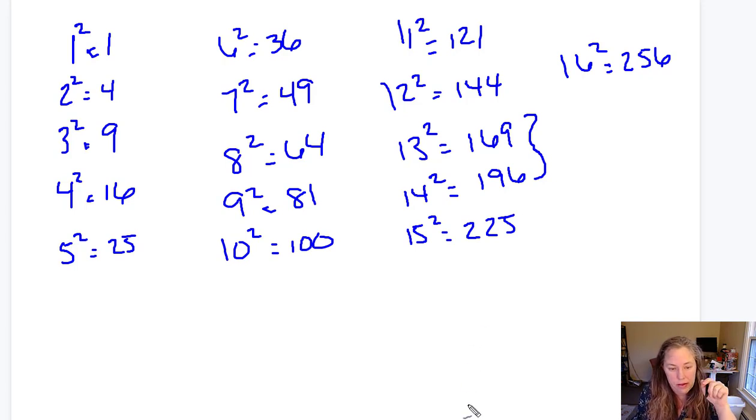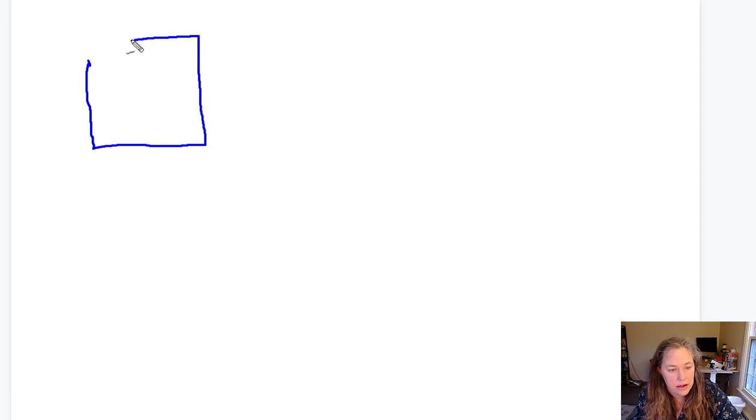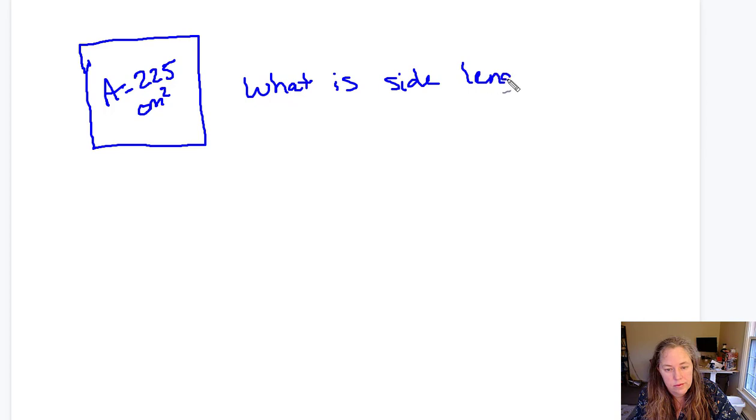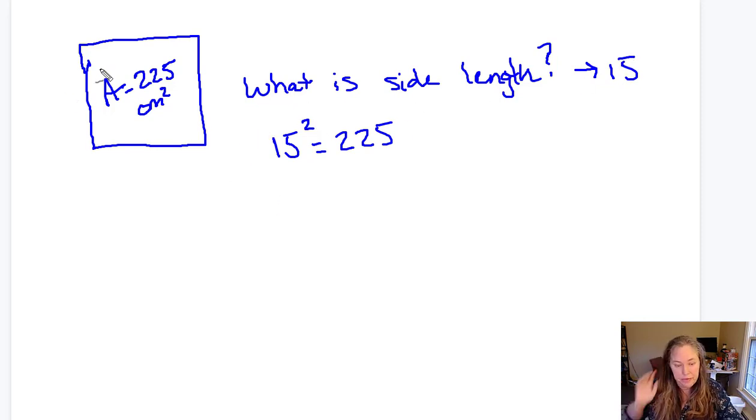One of the reasons that we have these memorized is because if I say the area of this square is 225 square units, I guess we'll do centimeters still, what is the side length? If you know that 15 to the second power is 225, then you know that the side length is 15. If you don't know this, then that's going to be harder to come up with.